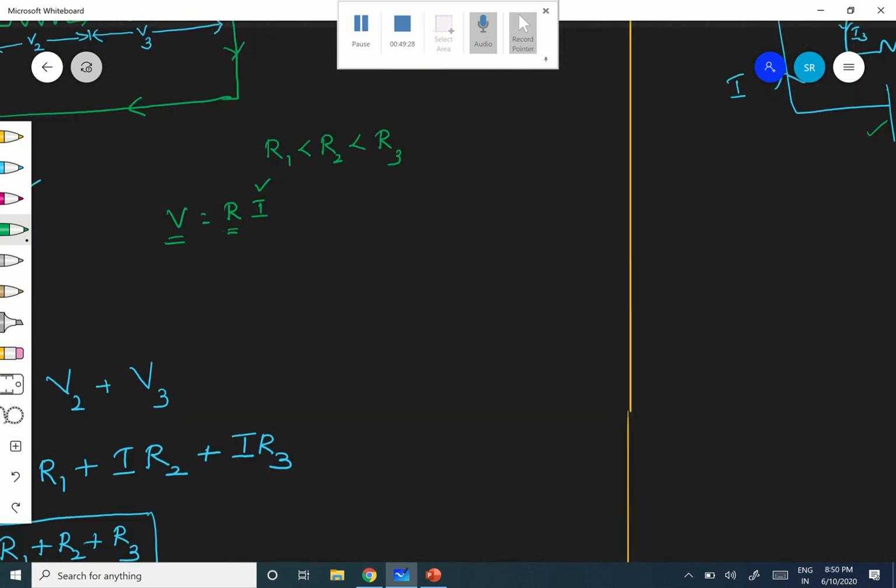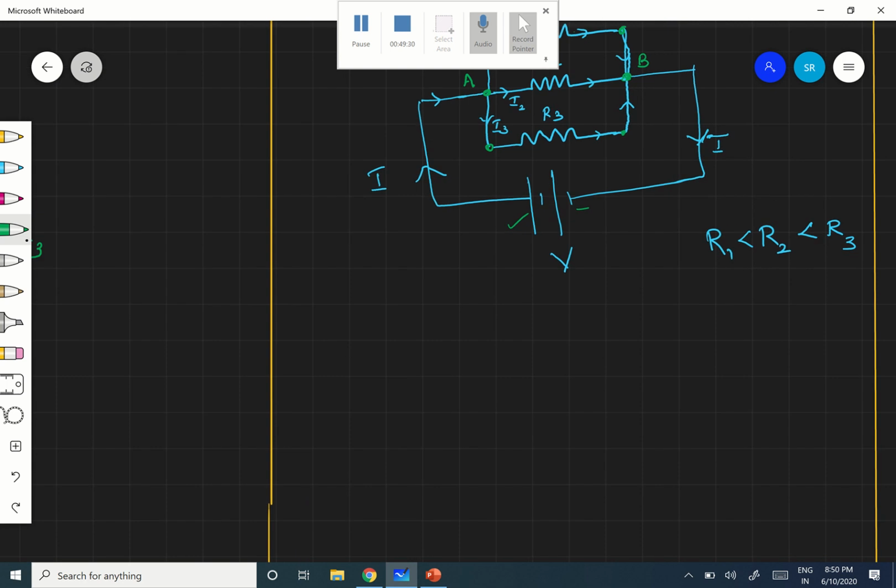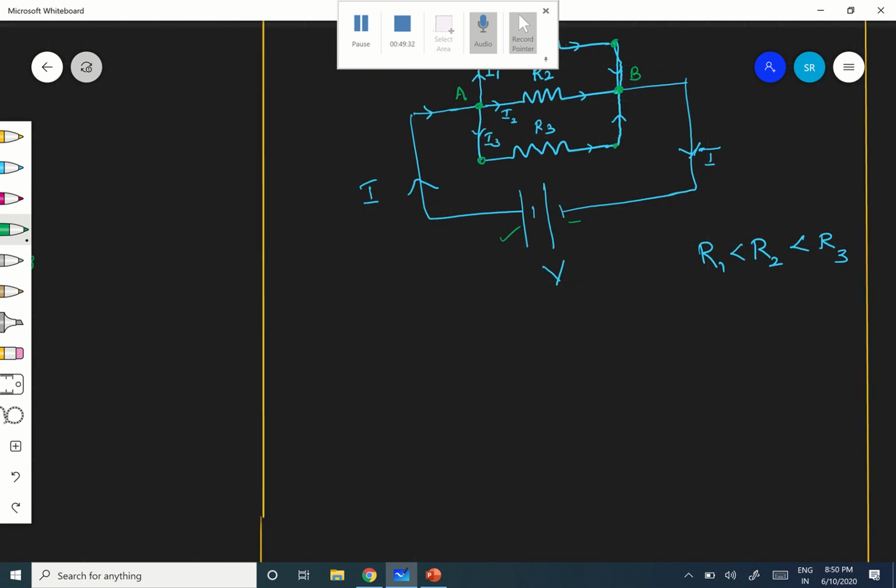In the case of parallel combination, the current is different, but the potential difference is the same. Therefore, now you tell, what is the total current? Total current I is equal to I1 plus I2 plus I3, correct? What is the total current?